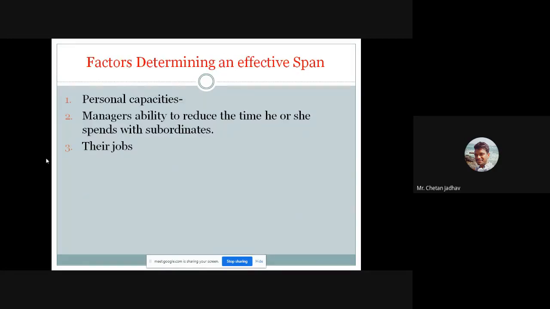Then we have discussed which factors are important for determining or taking the output as an effective process. There are the personal capacities of each employee, manager, and top level manager. Then the manager should have some ability to reduce their time with subordinates and superiors on their jobs. They should know their jobs: how to do, when to do, and where to do.